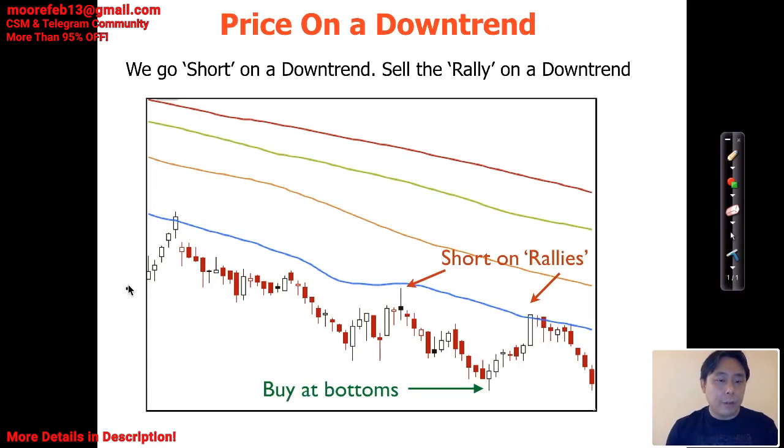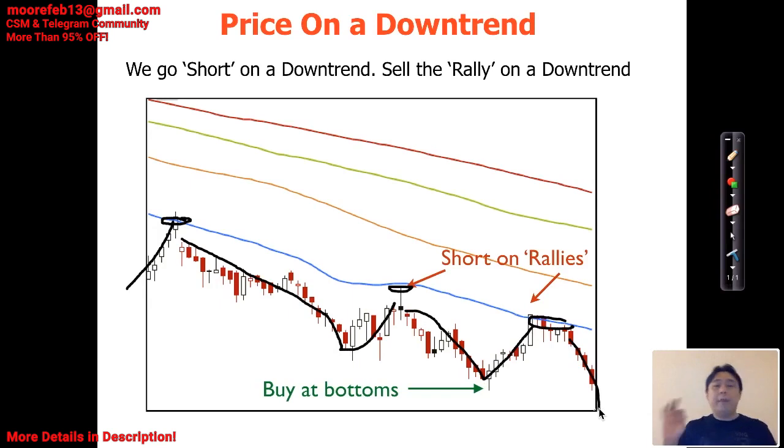So notice the price retraces, hits the moving average, which is a resistance, and boom, comes back down again. Goes up, hits the moving average, comes back down again. Goes up, hits the moving average, goes back down again. So it's a very, very predictable pattern when you see a very clear downtrend. You always want to sell the moment the rally finds resistance at a moving average or a trend line.